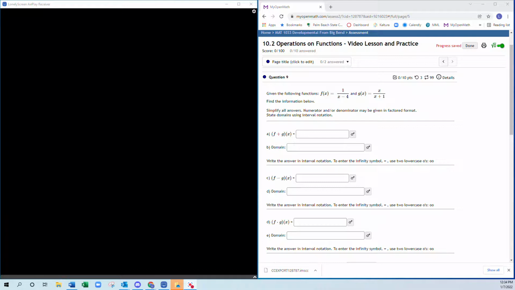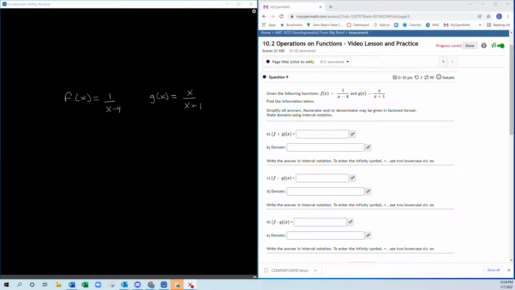Okay, so with these questions here on 10.2, we're going to do operations with functions. What we have here to start with is f of x is equal to 1 over x minus 4, and g of x is equal to x over x plus 1. Now, when we're doing this, we need to make sure that we stick with our domains.